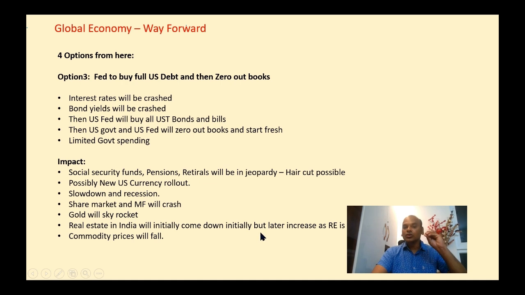Then real estate will also come down initially, but again go up, because then they realize that the value of real estate is real. Everything virtual is not the valued thing, right? Then commodity prices will fall in this case, but in other cases it will rise, because the economy will slow down. People will buy less and lesser commodities.